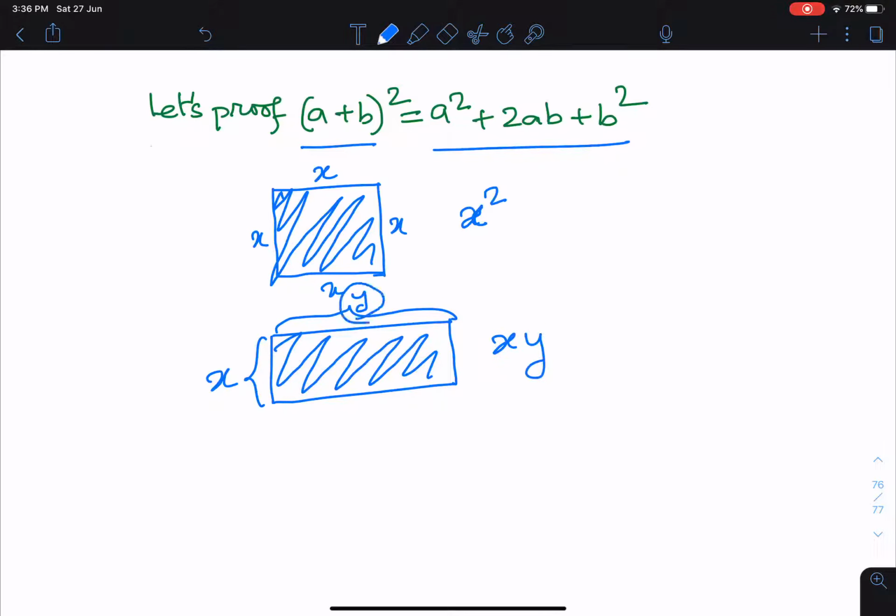So far so good. Now this length will be a plus b, right? This will be my a plus b and this will be again a plus b. Now what will be the area of this square? Simple, we know this will be (a + b) whole square, because the length of each side is a plus b.